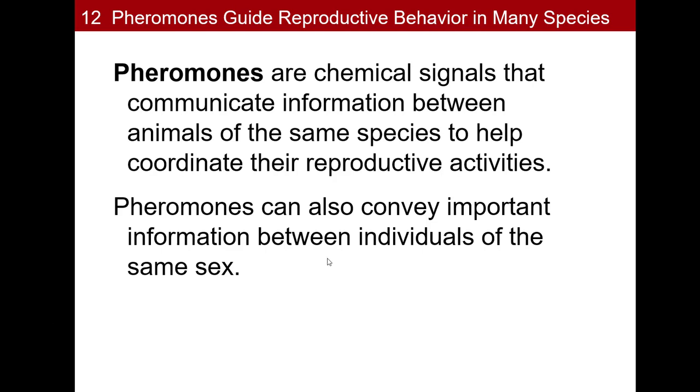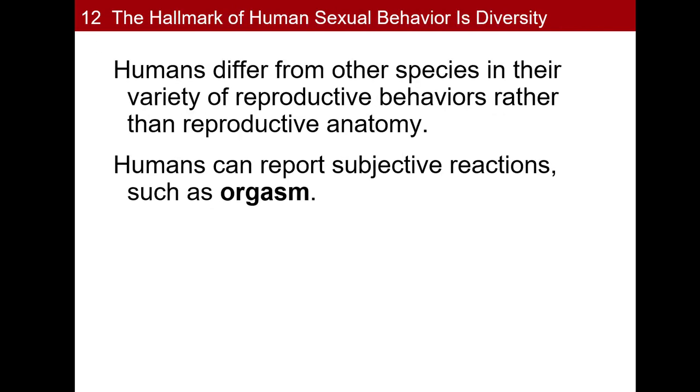Also, it talks about pheromones conveying other information as well. Your textbook talks about elephants producing certain pheromones to show, for example, which one is the alpha, which one is the leader, versus which one is more submissive. And so this can help reduce fights and that kind of thing.